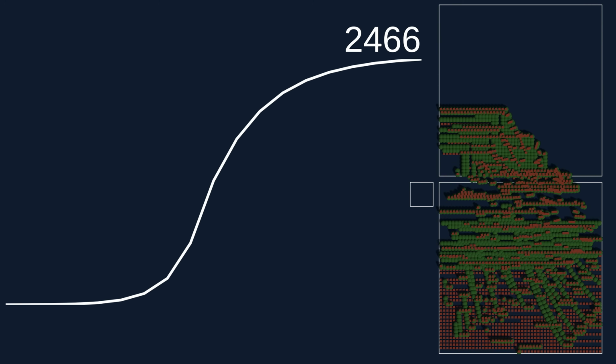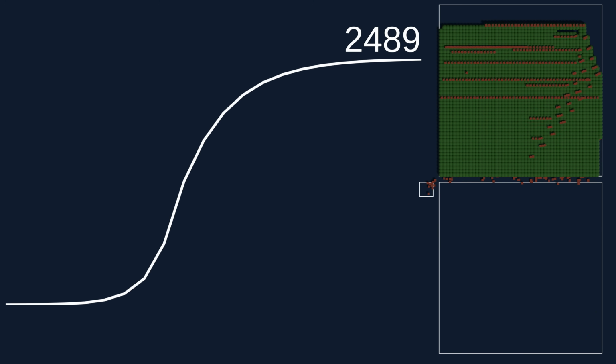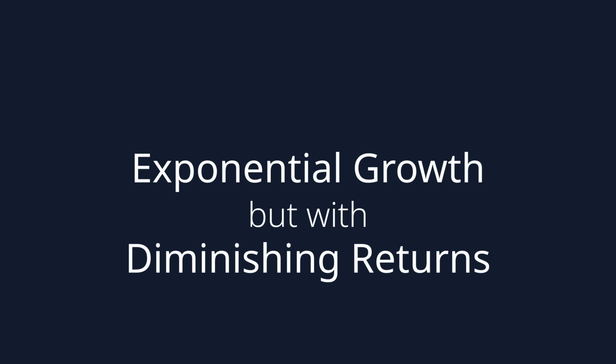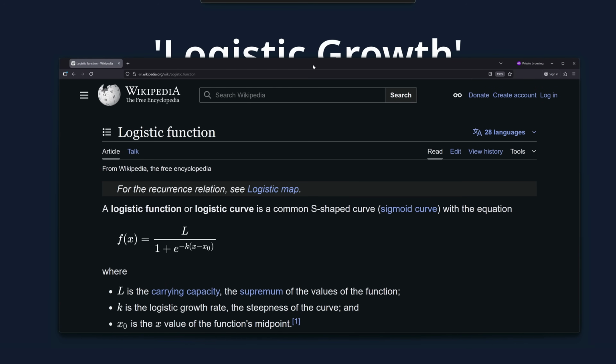Eventually we'll reach a saturation point, where there's only enough resources for each pop to get what they need to survive, and there's no leftover resources left to reproduce. In biology, this model of exponential growth, but with diminishing returns, is called logistic growth. And if you go and look up the equation for logistic growth, you get something that looks like this, which at least to me is not really intuitive and easy to understand what it's doing.